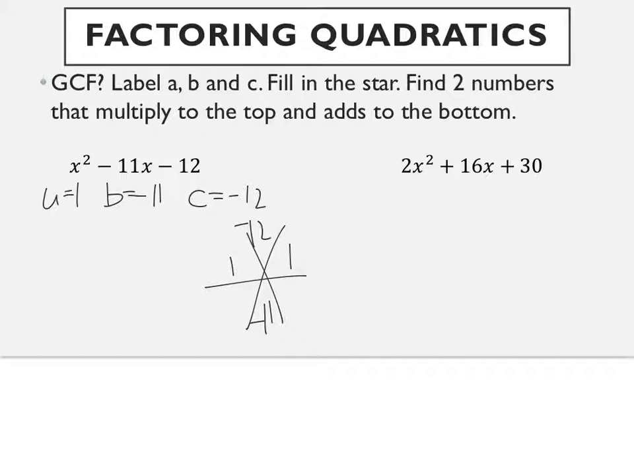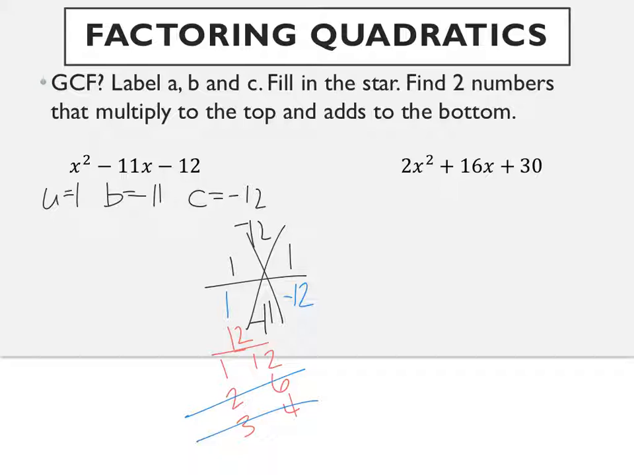So here, I need to think of two numbers that will multiply to 12, but add to 11. So I have 1 and 12, 2 and 6, and 3 and 4. 1 and 12 with negatives, I could make negative 11. 2 and 6, there's no way it could add to negative 11. And 3 and 4, there's no way it could add to negative 11. So if I want to multiply to negative 12, but add to negative 11, I need a positive 1 and a negative 12.